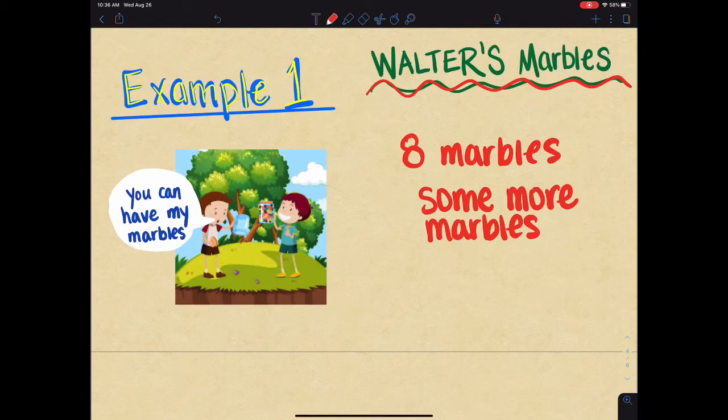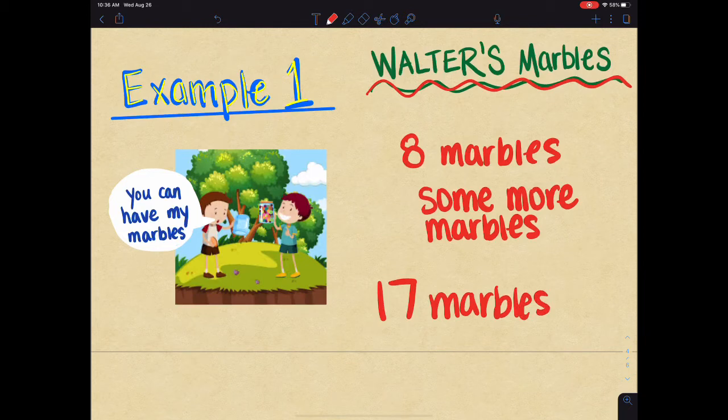Walter has 17 marbles now. Okay. How many marbles did Lamont give him? All right, so let's look at the things that I wrote down and see if we can figure out what they're trying to ask us.